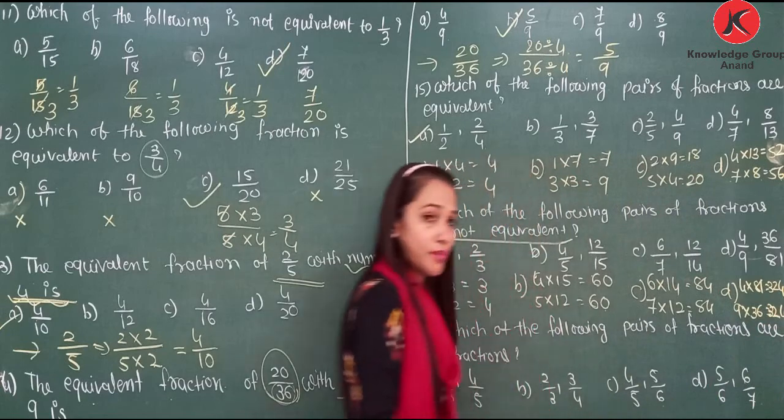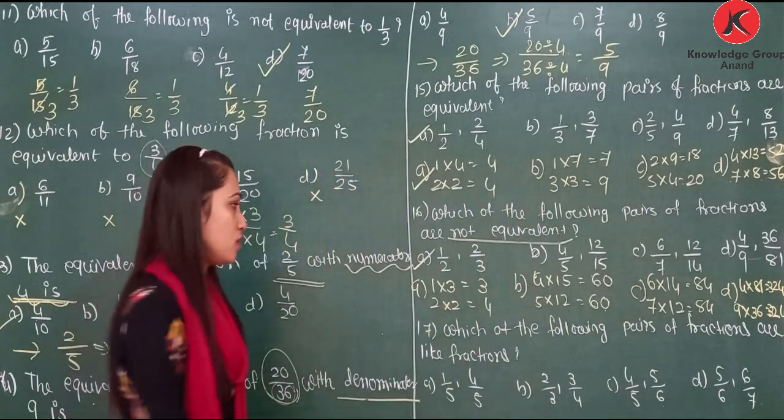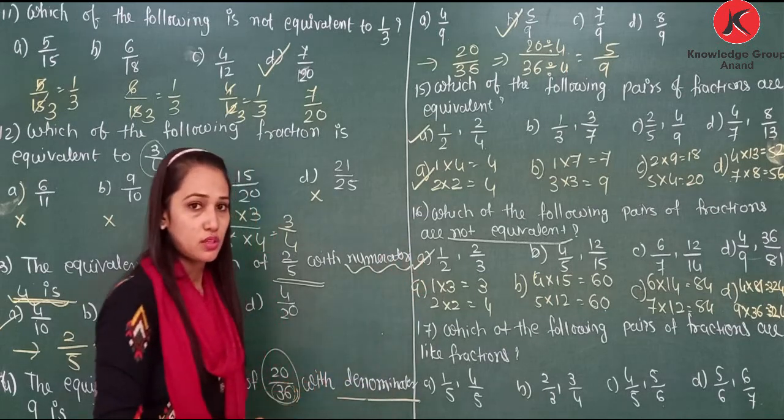So again, same answer in a cross multiply. So option D is also equivalent. So the only answer is option A.